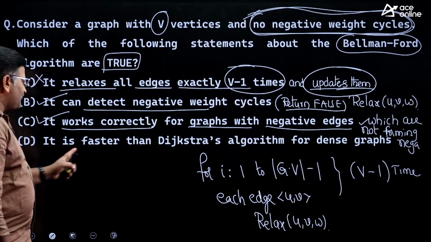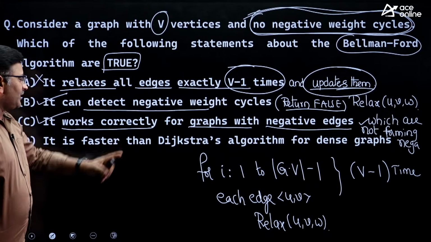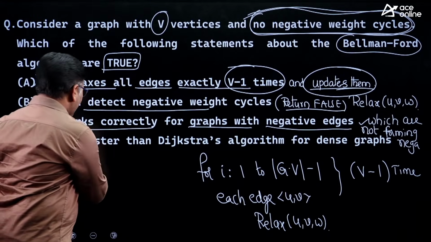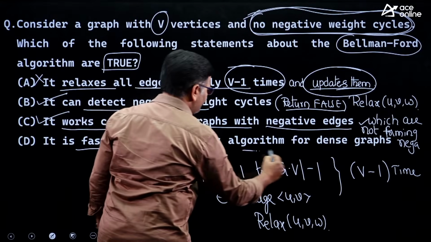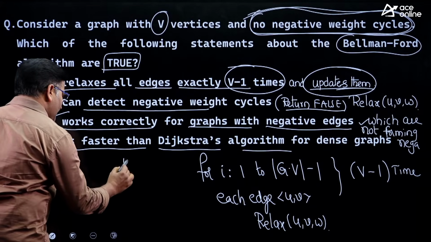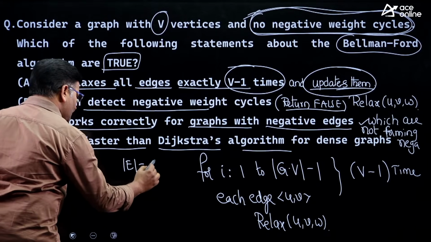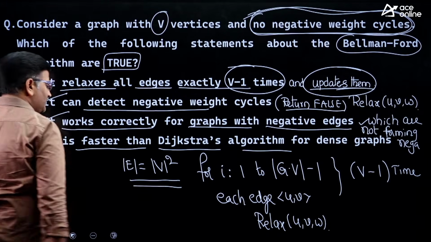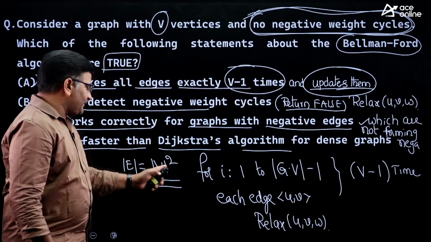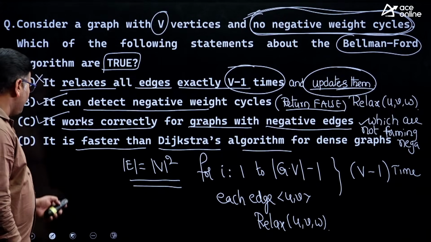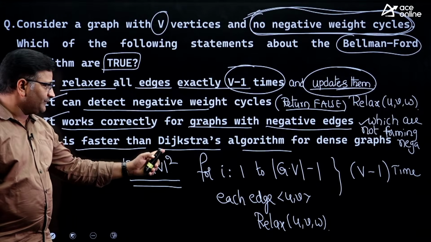Next one, it is faster than Dijkstra algorithm for dense graphs. What is the meaning of dense graph, friends? A dense graph is nothing but a graph where the number of edges is equal to the square of the vertices. So the number of edges equals V square, that is called a dense graph. They are asking whether it is faster than Dijkstra algorithm for dense graphs.